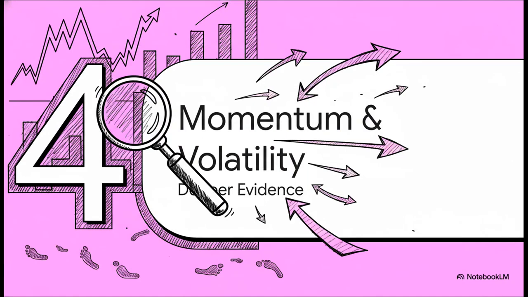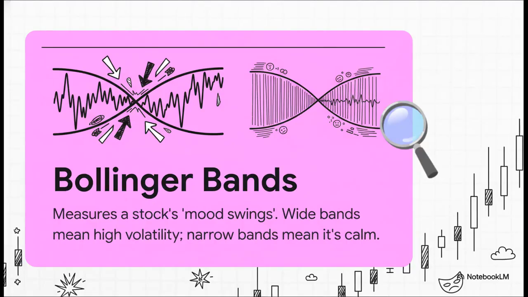It's time to bring in the forensics team. We're going to dig deeper into the stock's personality, its volatility and the strength behind its moves, what we call momentum. First up is one of my favorite forensic tools, Bollinger Bands. The best way to think about them is that they measure a stock's mood swings. When the bands are stretched wide apart, the stock is super volatile, making big moves. When they're tight and narrow, things are pretty calm.